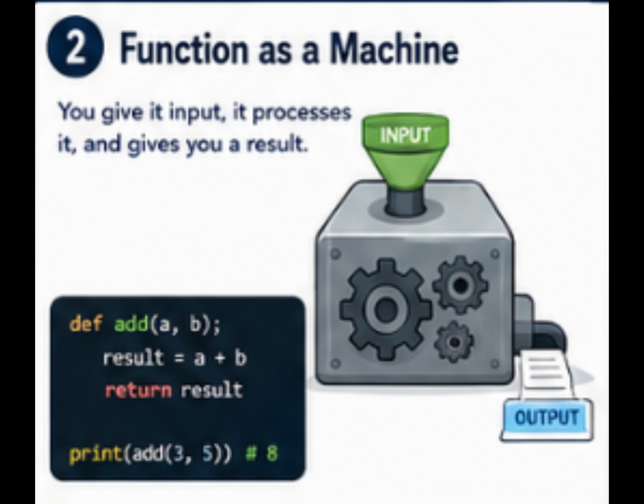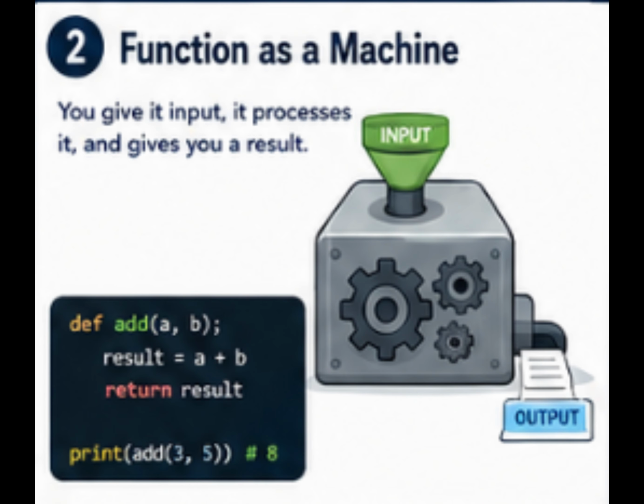The next example compares a function to a machine. This function is called add, and it has 2 parameters named a and b. Parameters are placeholders that will receive values whenever the function is used. Inside the function, Python adds the 2 numbers together and stores the answer in a variable called result.